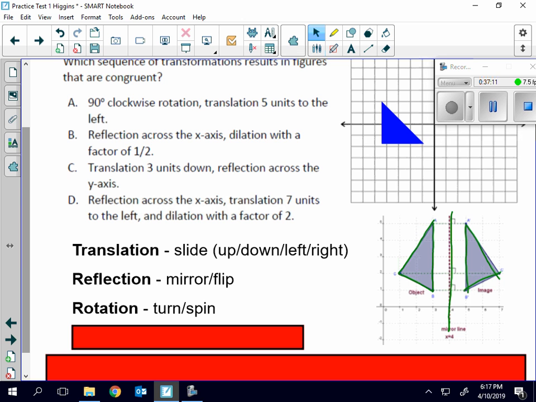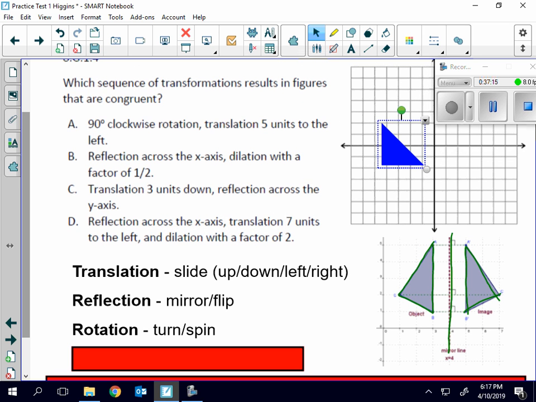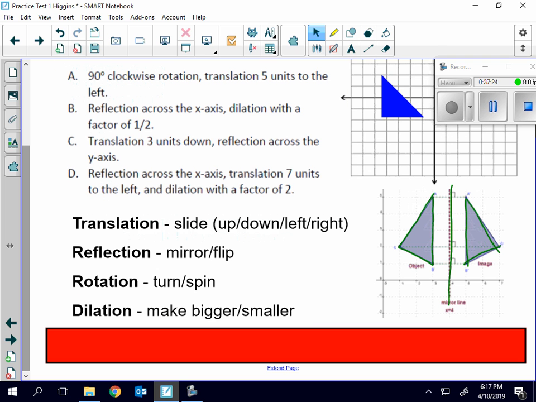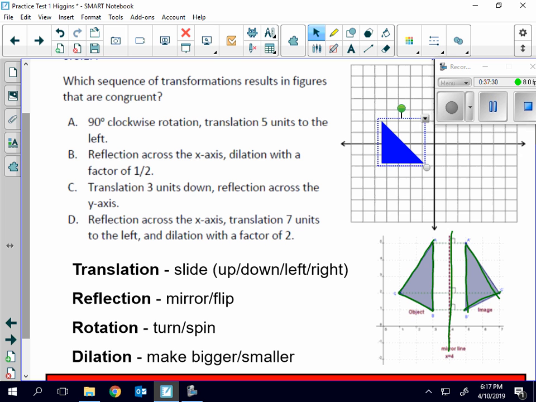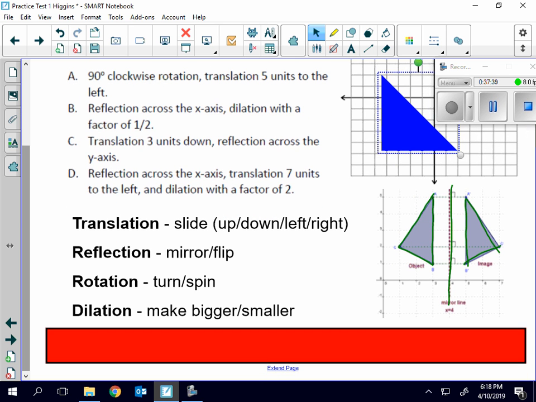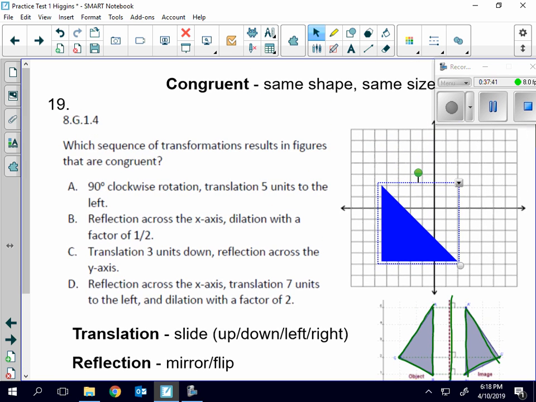We also have a rotation, which is a turn or a spin, and I can turn or spin this guy. That's a rotation. And then the last one is a dilation, which means to make it bigger or smaller. And I can do that on here. I can make this guy bigger and make this guy smaller. Dilation. All right. And then let's go back up here and read.